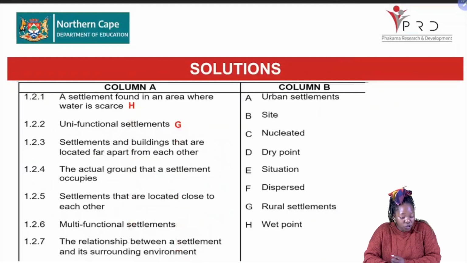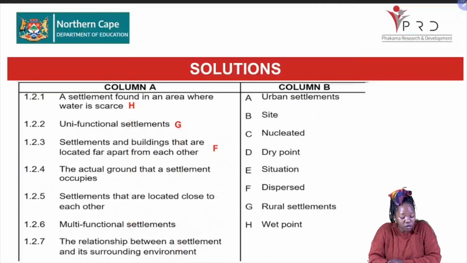Then your 1.2.3, a settlement and buildings that are located far apart from each other. So here we are looking at F as a pattern. So it's dispersed because we're talking about the settlement or the buildings that are located far from each other.